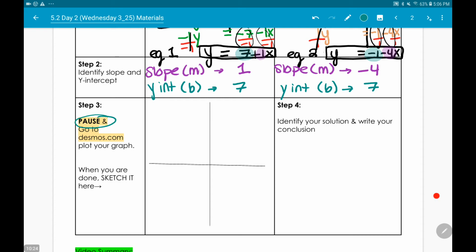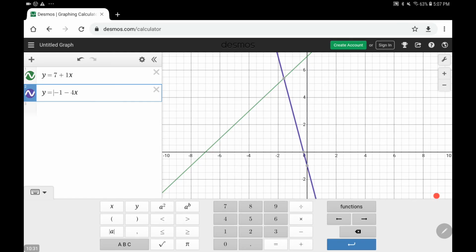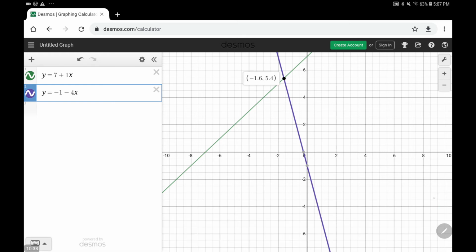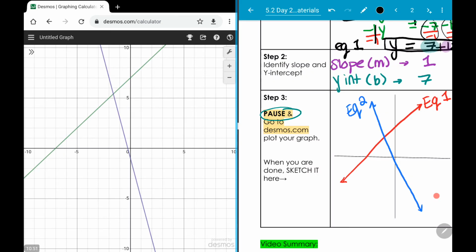All right, now we're gonna pause and go to Desmos and plot my 2 equations. All right, here we go. Here is my graph. So I'm looking for 3 points. All right, and then I'm gonna go back and sketch that. Okay, so here is my sketch, and I'm just gonna go ahead and label my 3 points.